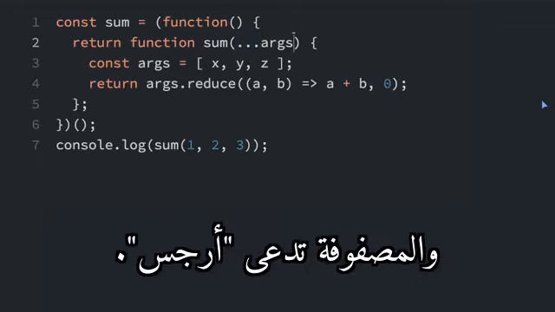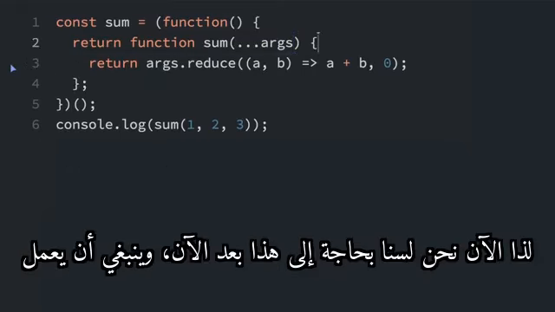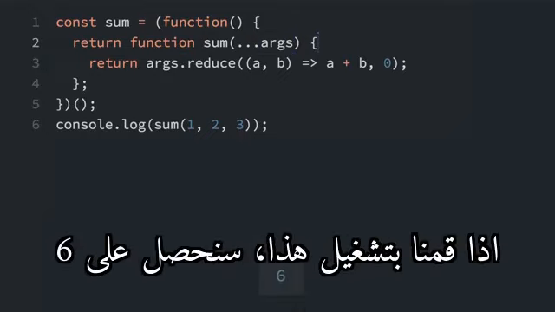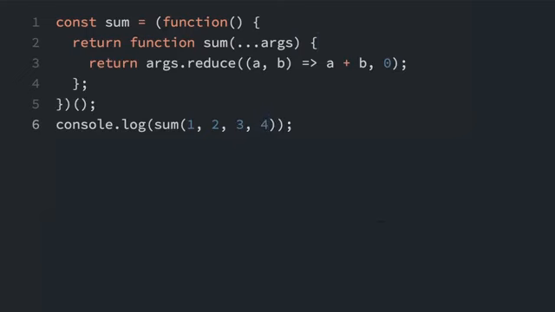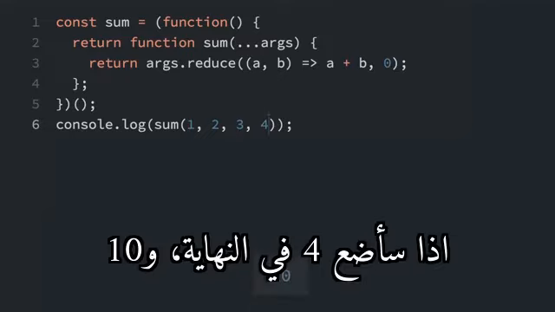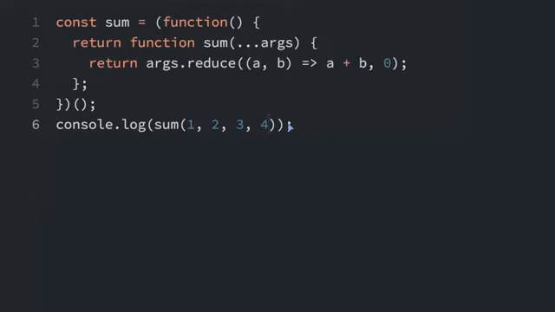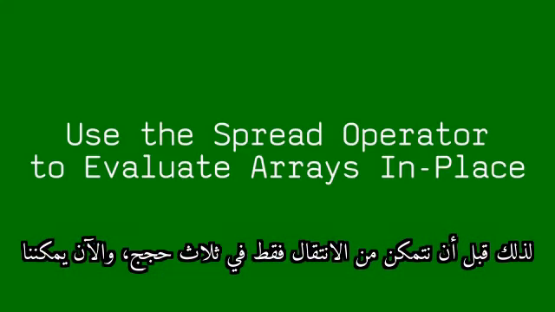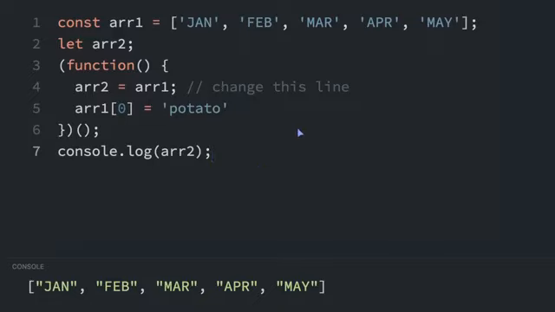But what if we want array 2 to be a copy of array 1? We can use the spread operator. Now, we can't just use the spread operator like this. That's not going to work. But if we put this inside brackets, which is an array, it will spread out the contents of array 1 into this new array. So we're not making array 2 equal array 1. We are making array 2 equal all of the contents of array 1, so they'll be different. If we run this again, you'll see that it says January for the first element in the array instead of potato.